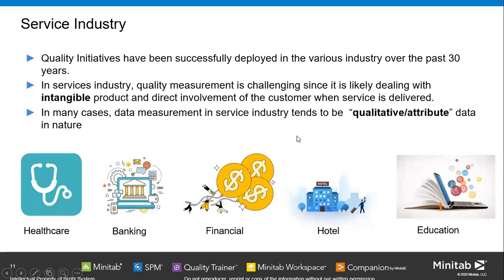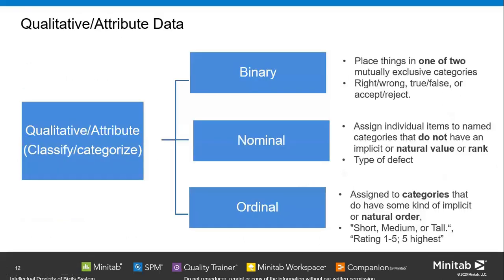So let's consider that the service industry is something like the healthcare industry, banking industry, financial industry, hotel and education, and so on. For qualitative attribute data, you want to classify or categorize your data. In qualitative or attribute data, we have 3 types.